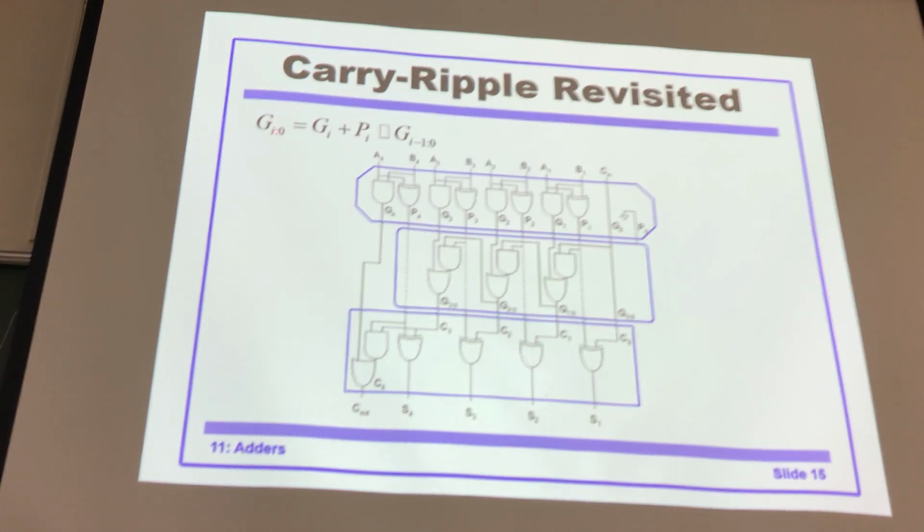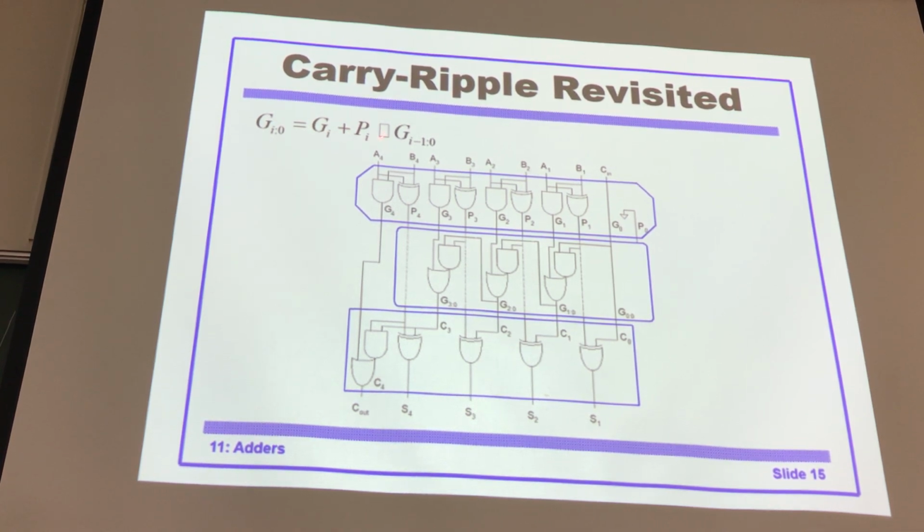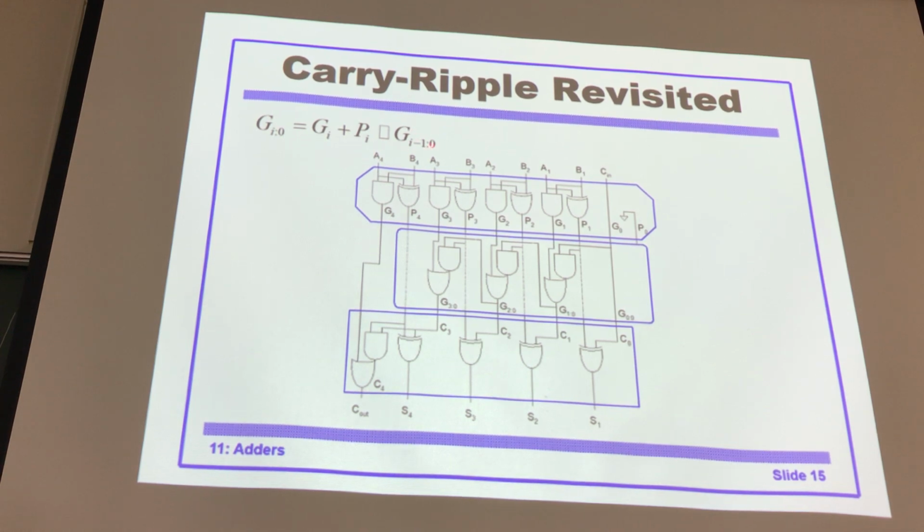Because G[i:0] equals G[i], or P[i] and G[i-1:0], that is, P[i] is 1 and G[i-1:0] is 1. What does that mean? Maybe let's try to give an example. It'll be easier to understand.